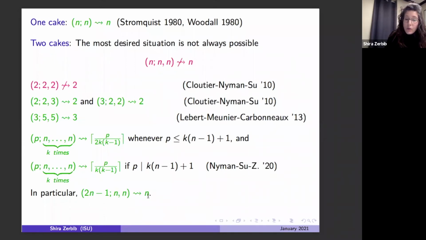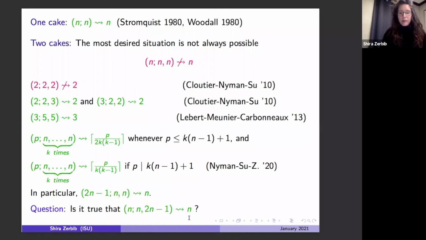But the question is whether this result can be generalized too. So, is it true that if we take n players and we enlarge the number of pieces in one of them, instead of n to 2n minus 1, can we satisfy all the players? This is an open question that we don't know how to answer with any of the methods that I will discuss today or in the paper that I'm discussing.